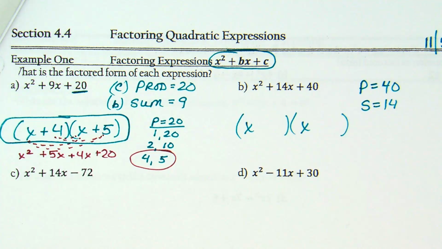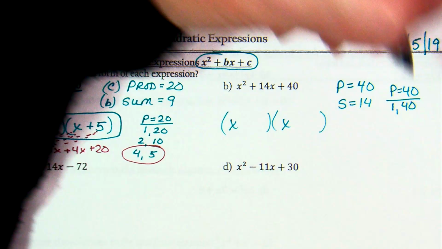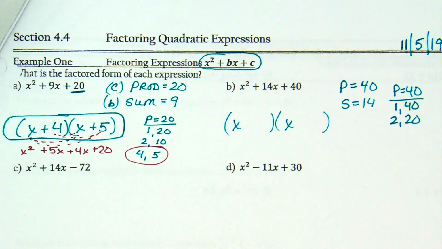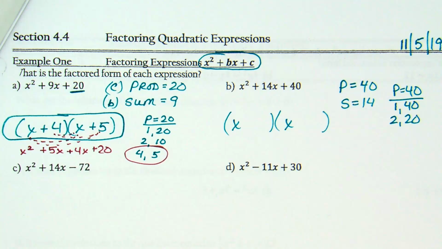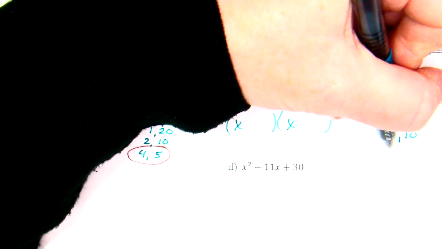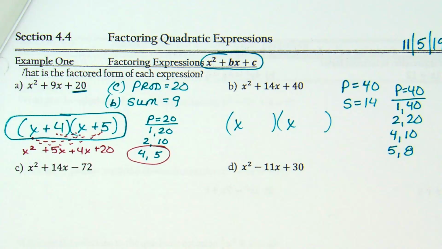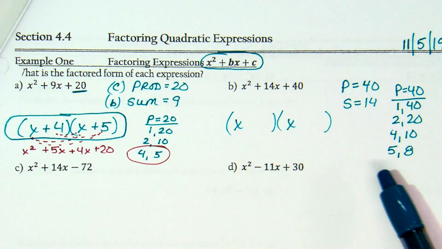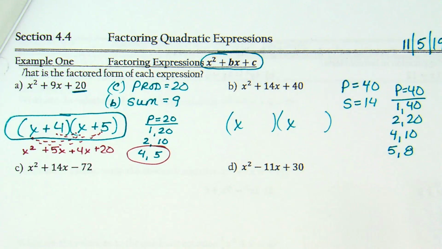So when I make a list, and I'm just practicing on these first few, making my list, I start at 1. 1 times what is 40? 1 times 40. Then I try 2. 2 times 20. Then I try 3. 3 times a decimal. 4. 4 times 10. 5. 5 times 8. 6. No. 7. No. 8. I've already got it, right? So that tells me that I've got all my pairs. Do you see a pair that works? Okay.